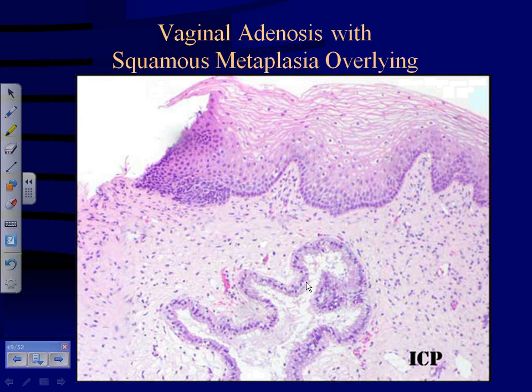Now, what happens to these glandular cells is that they can undergo squamous metaplasia, just like these cervical areas do. And so this happens to be an area with overlying mature squamous metaplasia, okay?